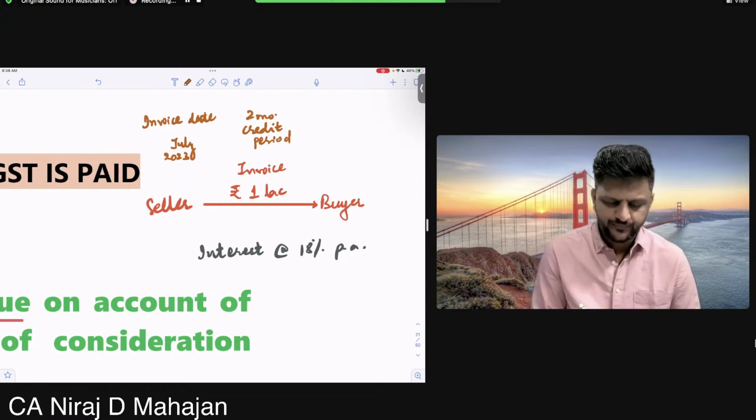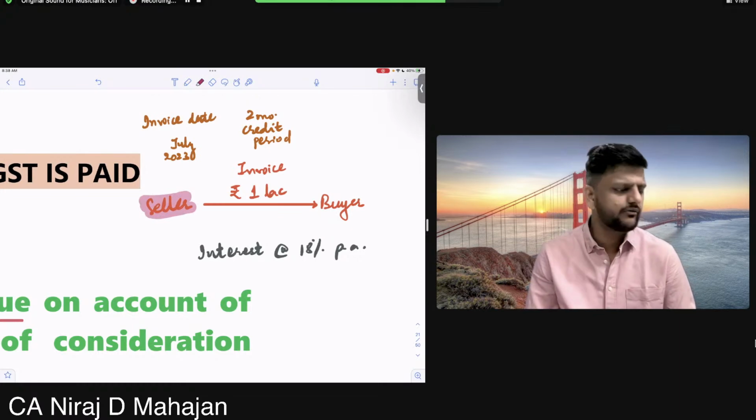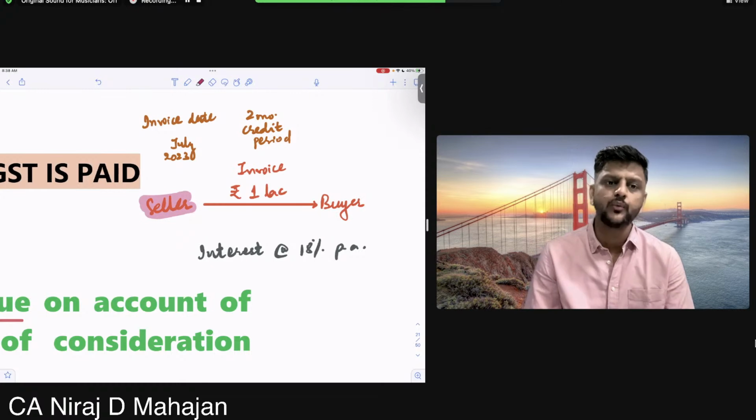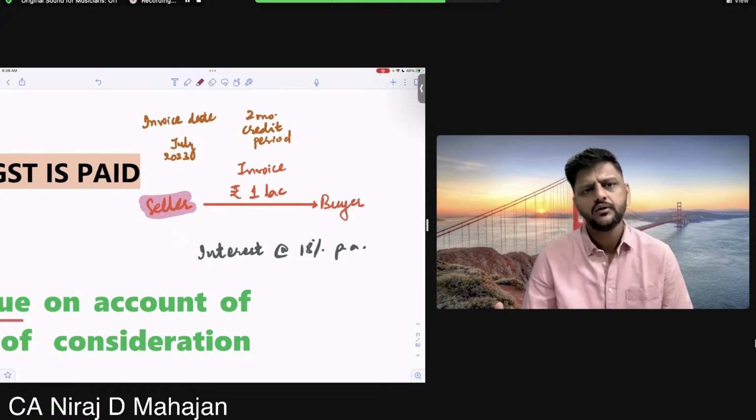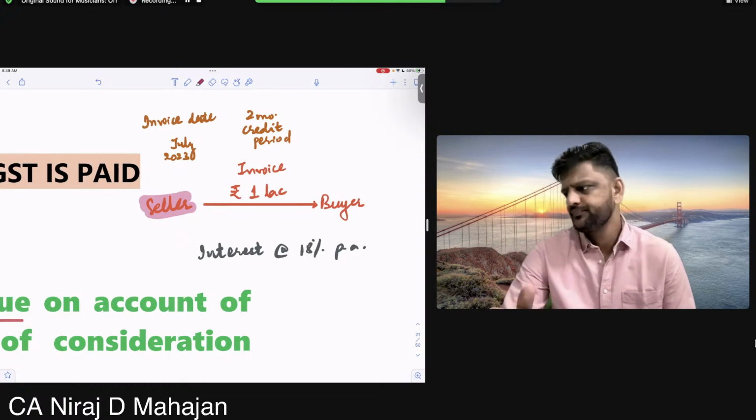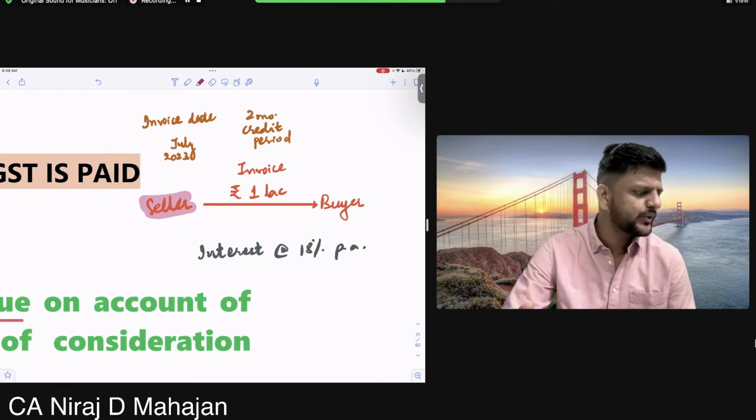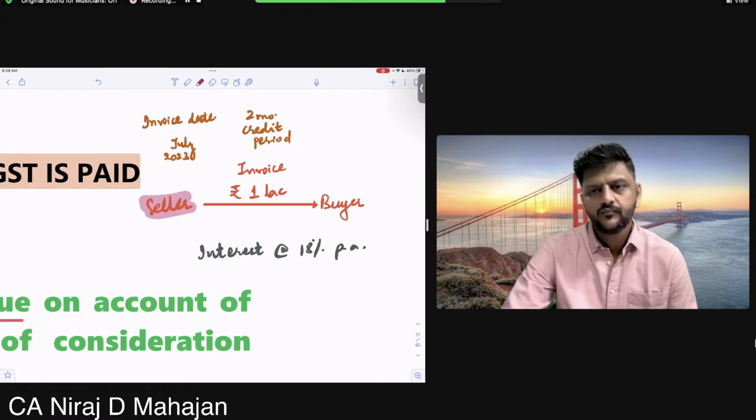Now first of all, did the seller, bachcho, remove his goods? Movement of goods? Yes. The seller has removed his goods, bachcho. Has he issued an invoice along with the goods? Yes. I am talking of goods only. So the rupees 1 lakh. What is the time of supply, bachcho, of the rupees 1 lakh?